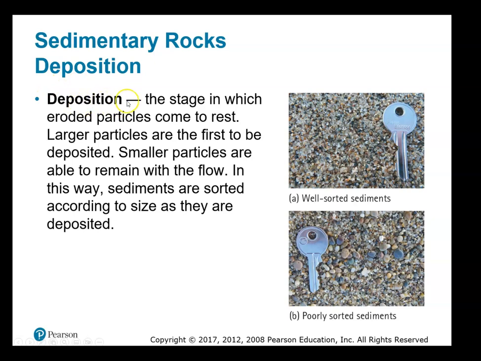All right, so deposition. This is a good example where you have very sorted deposition. Notice all these grains. This key is here for scale, just to give you an idea of the size of the grains. Notice this one right here. This one is not sorted very well because you have relatively large pebbles and then much tinier ones, so there's a mixture of all of them.